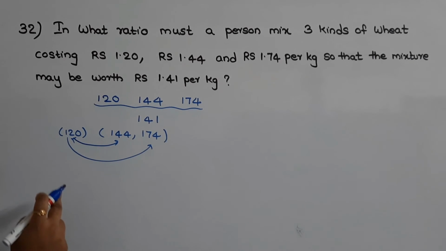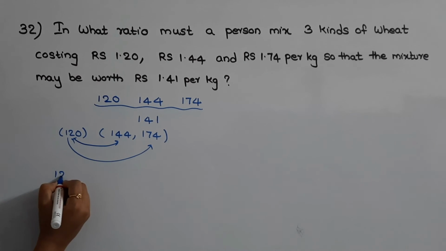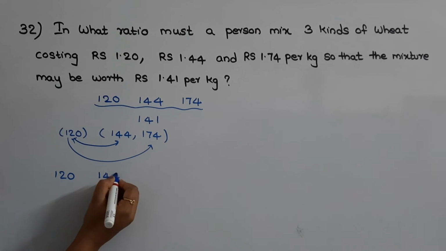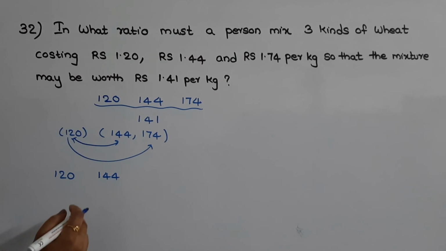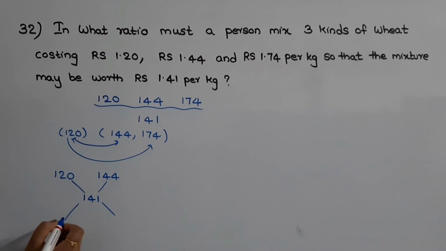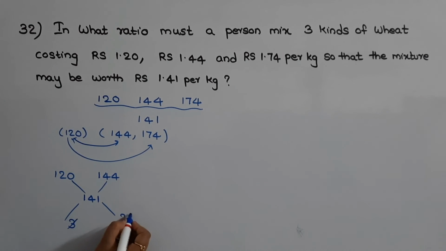So let us first take 120 as the cost of the first type of wheat and then 144 as the cost of the second type of wheat. And then in the middle let us write down the cost of the mixture as 141. Now we need to take the differences diagonally. So 120 minus 141 is 21 and 144 minus 141 is 3. So what will be the ratio? That will be 1:7.